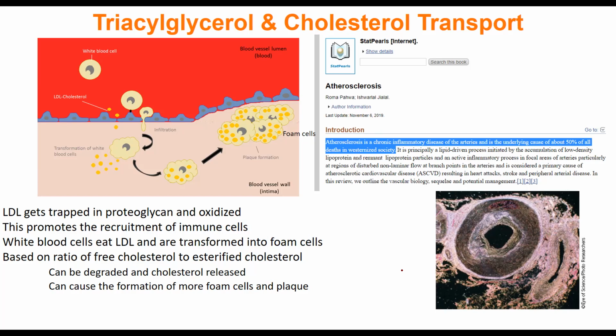So that in a nutshell is the biological reason for LDL and HDL being called the way they are. Any questions about that idea?